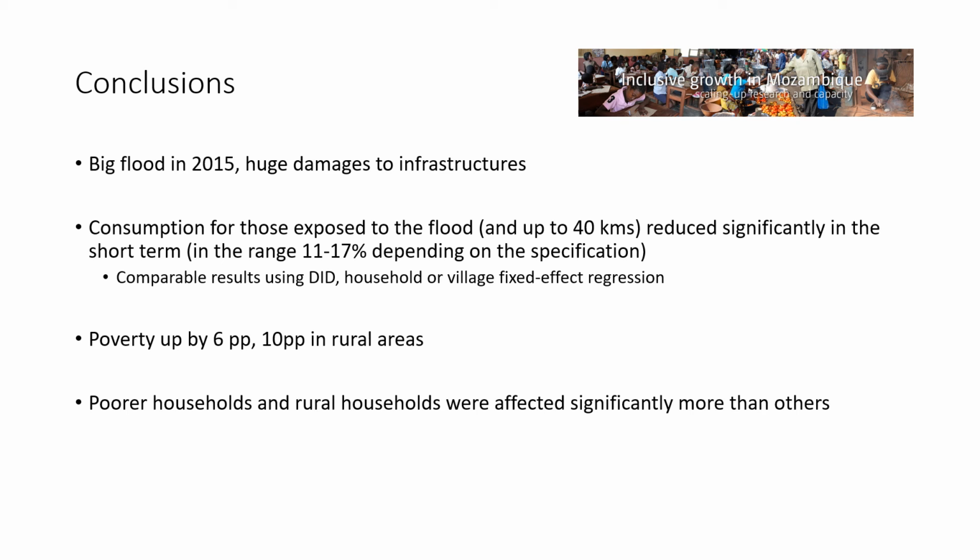We do find comparable results using diff-in-diff, and our household or village fixed effect regressions. We find an increase in poverty of up to 6 percentage points and 10 percentage points in rural areas. Poor households and rural households were actually affected more significantly than the others.